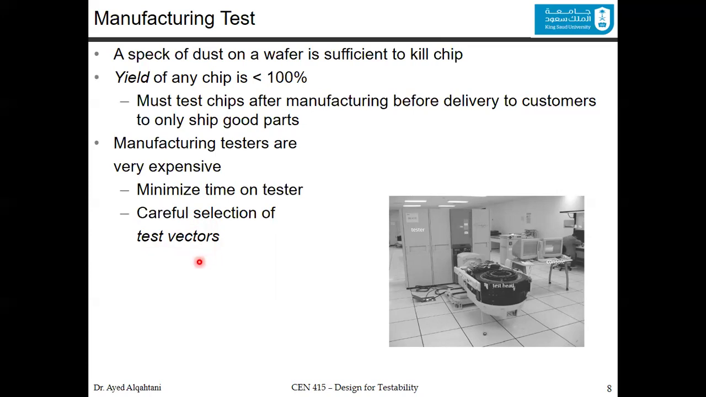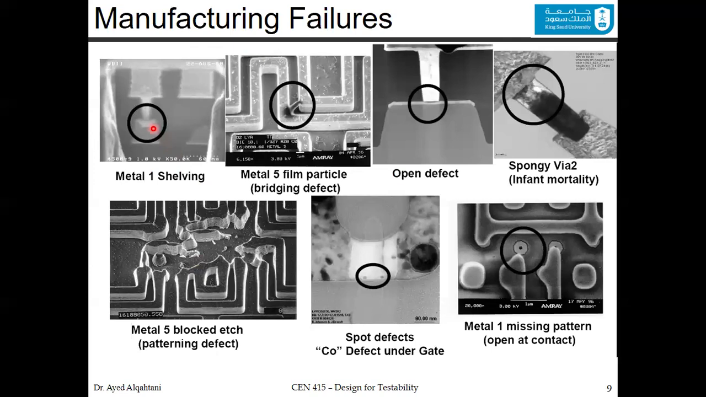Here are some of the manufacturing failures. Like here, you can see that there is a metal one shelving. There are some cracks here. Here you have a bridging fault or a bridging defect. This is a metal 5 film particle. Here you have an open defect. It seems it's connected, but you see the black line here. This is actually an open circuit.